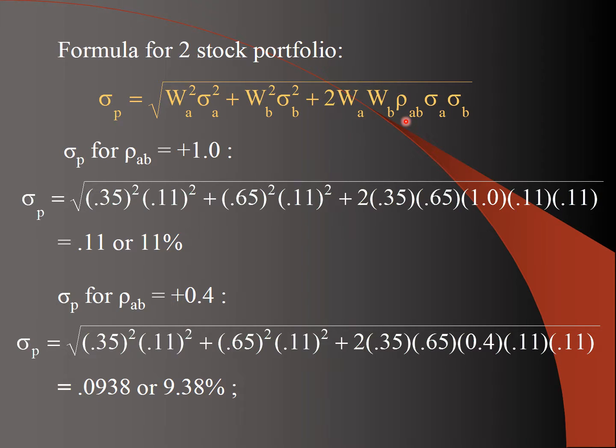And by the way, the correlation coefficient has to be given to you. You won't be asked to calculate that. So that's a number that will always be given to you in the problem. And then you multiply that by the standard deviation of stock A times the standard deviation of stock B. And once you go through all this math here, don't forget to take the square root. And then you have your standard deviation for the portfolio.